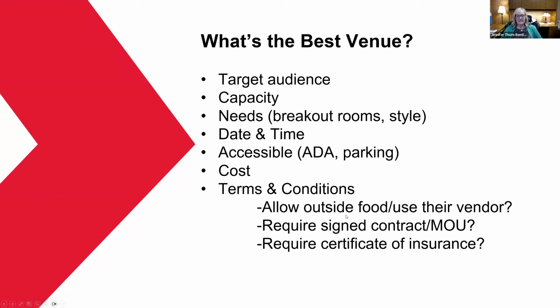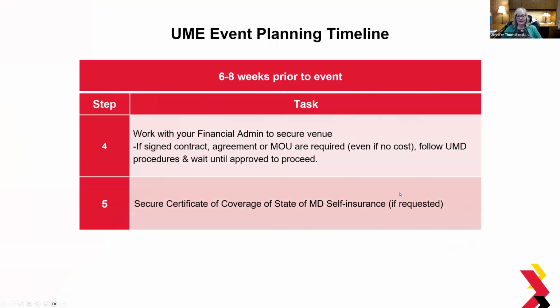So all of these things need to be determined right away and way before we're advertising where we're having it or the date. So again, we're still 2 months out in the timeline, the UME event planning timeline. This is the point where you would want to work with your financial admin in your office to help you as a faculty member secure the venue. And many of the staff on here, maybe you just do this part yourself, and that's great because every office is different. It is, though, very important that it's a team approach.